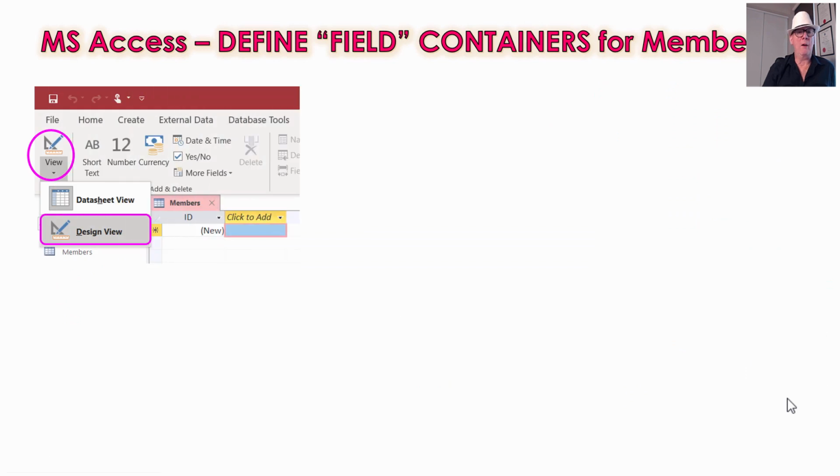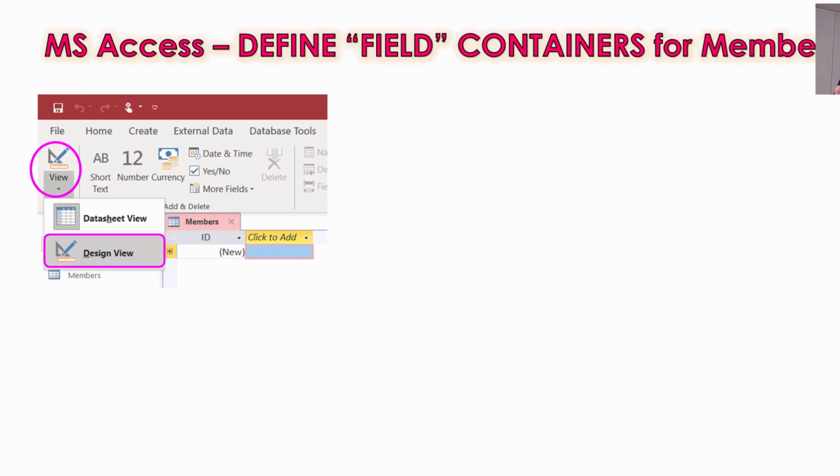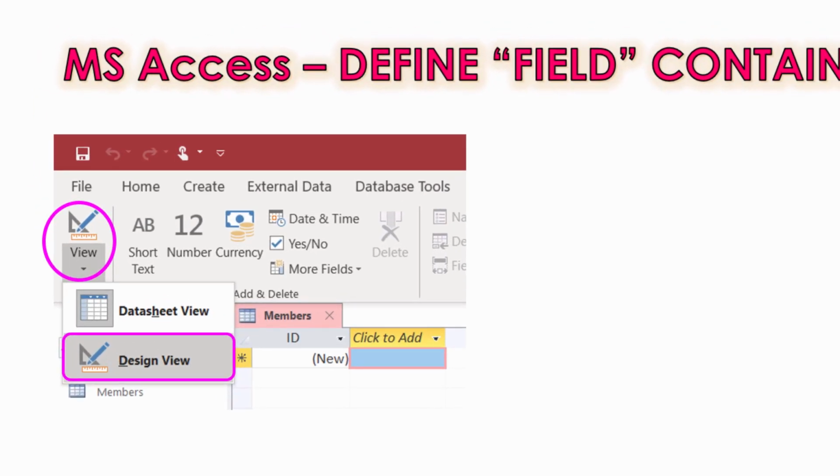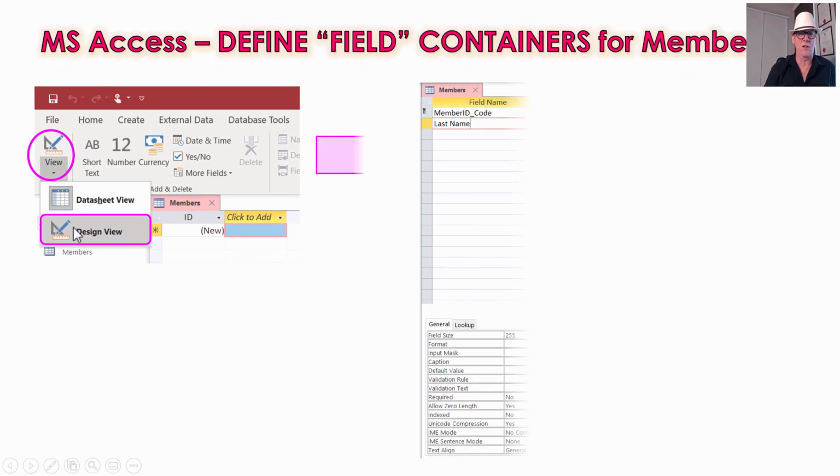All right, now we're going to define the fields, all those different things like member ID code, their first name, last name, email address, all that stuff. And you need to do that in Design View. So make sure you're on the Home tab, and you should have this View thing in the top left-hand corner. Click that little triangle arrowhead and change it out of Datasheet View, onto Design View.